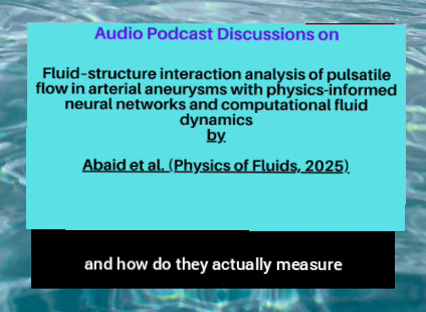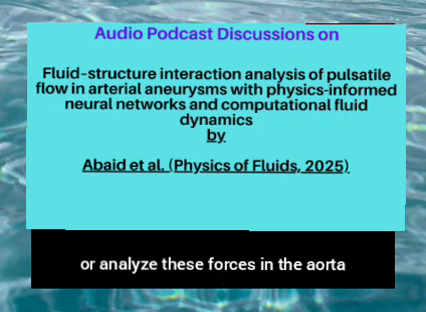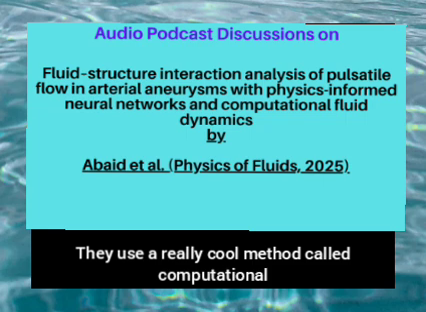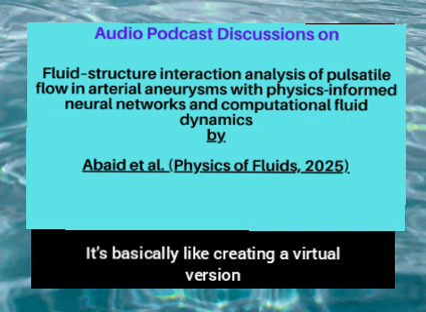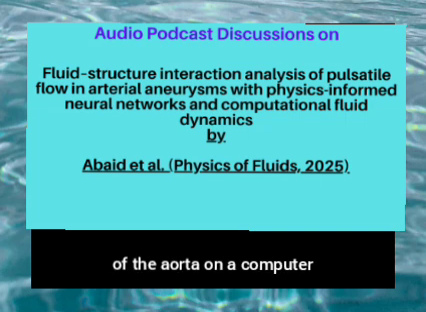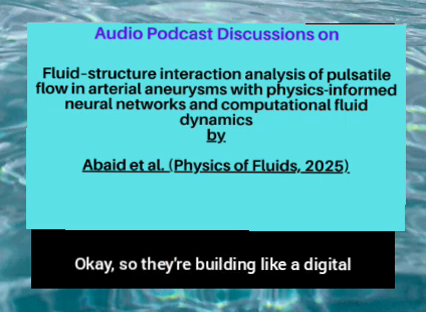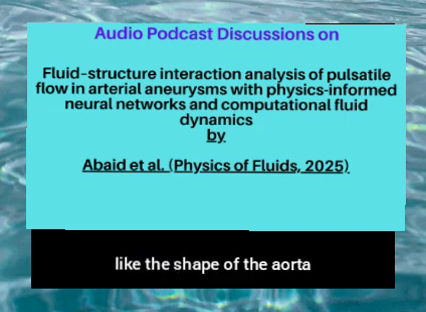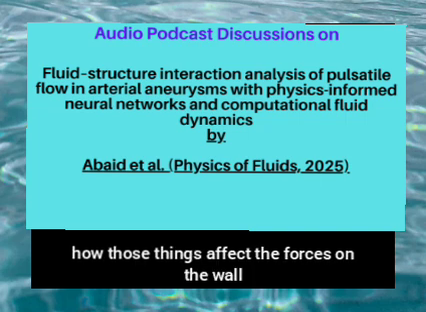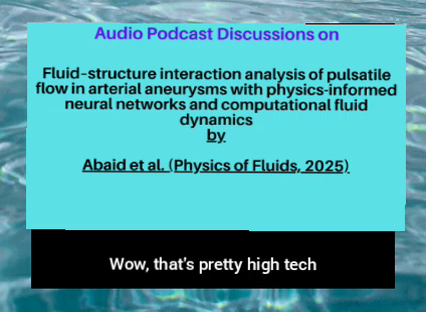And how do they actually measure or analyze these forces in the aorta? They use a really cool method called computational fluid dynamics, or CFD. CFD? Now that sounds... It's basically like creating a virtual version of the aorta on a computer and then simulating how blood flows through it. Okay, so they're building like a digital model of the aorta and the blood. Yeah, and they can tweak all sorts of parameters like the shape of the aorta, the properties of the blood, and the pulsing of the heart to see how those things affect the forces on the wall. Wow, that's pretty high tech.